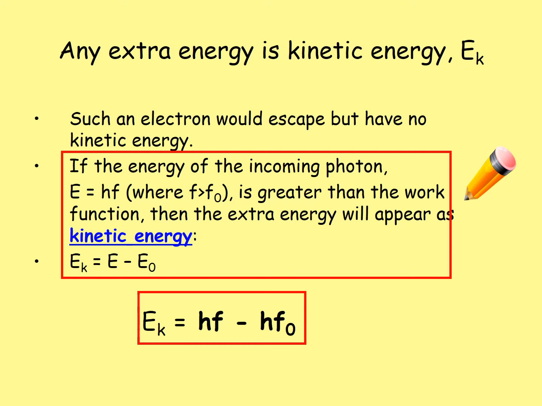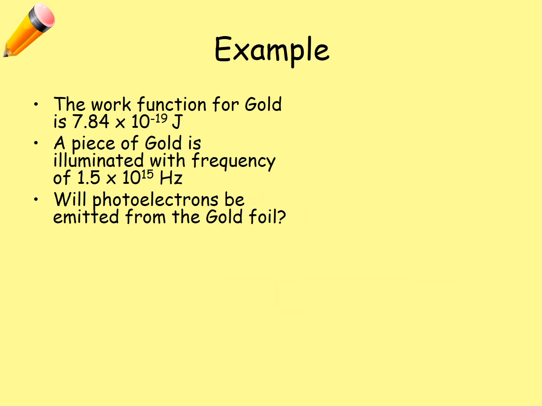So let's have a look at an example. The work function for gold is 7.84 times 10 to the negative 19 joules. A piece of gold is illuminated with light of a frequency of 1.5 times 10 to the 15 hertz. Will photoelectrons be emitted from the gold foil? So really, we're looking to see, does that light have enough energy? Now, in order to determine if it has enough energy, we need to compare it to the work function.